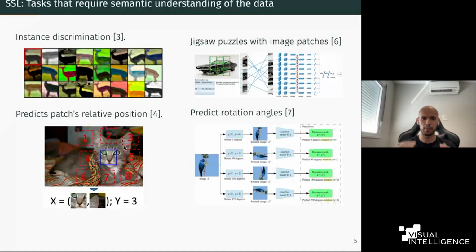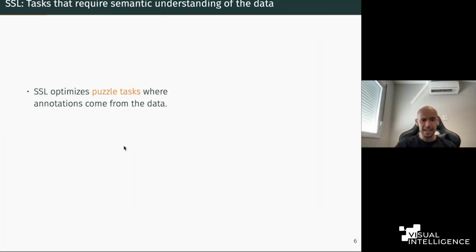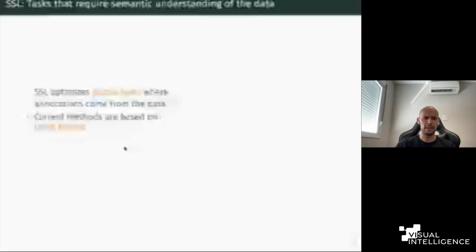I will call these the classic methods, even though they are not that old. So that's the idea, to create and optimize those puzzle tasks that don't require annotations from humans. Instead, annotations come from the data themselves. But I should say those methods have evolved and matured. And now, as we're going to see, current methods are based on 3 important pillars.